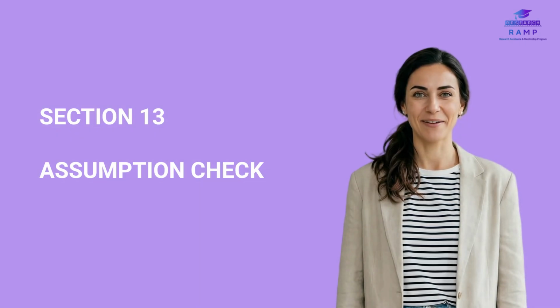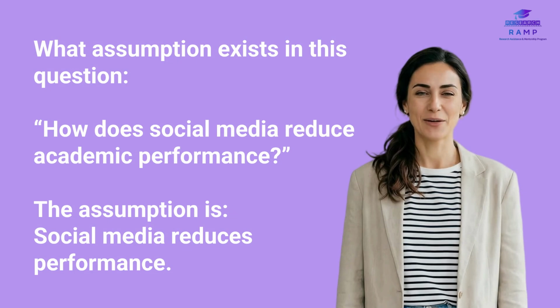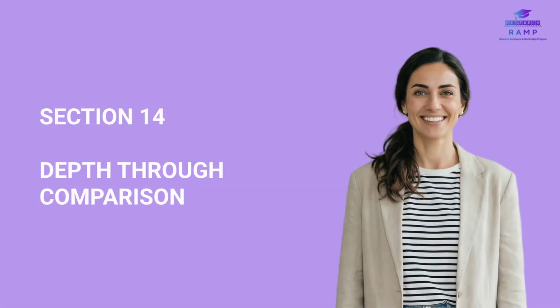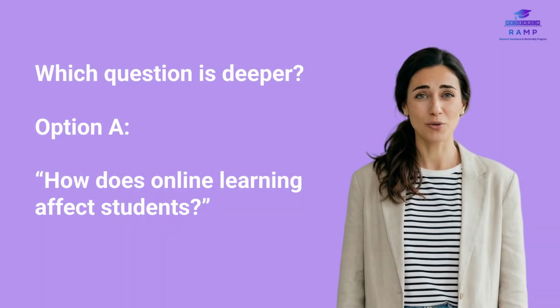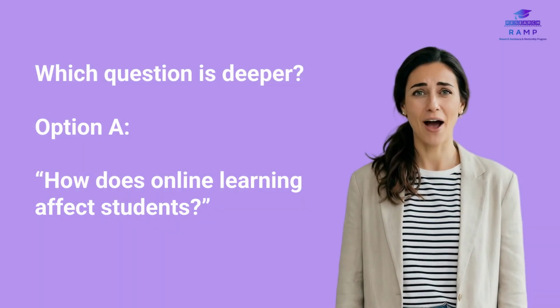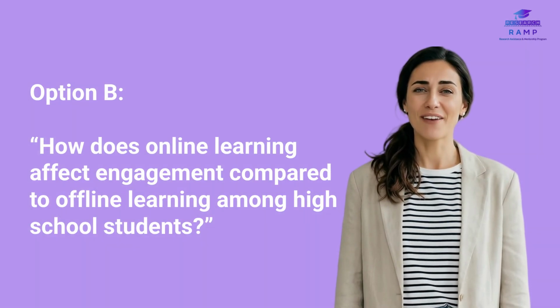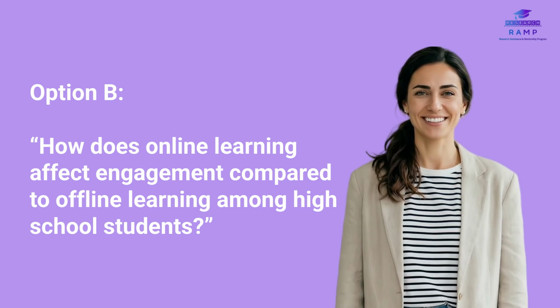Section 13. Assumption check. What assumption exists in this question? How does social media reduce academic performance? The assumption is social media reduces performance. Section 14. Depth through comparison. Which question is deeper? Option A. How does online learning affect students? Option B. How does online learning affect engagement compared to offline learning among high school students?